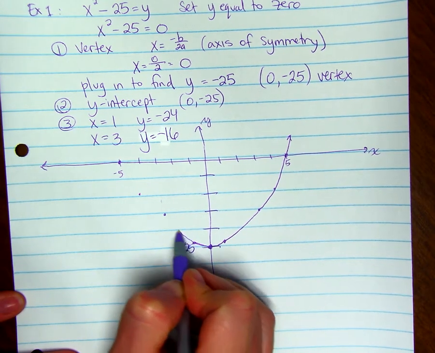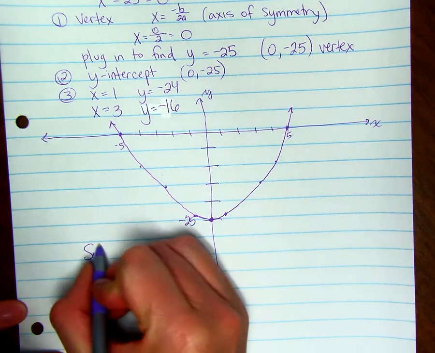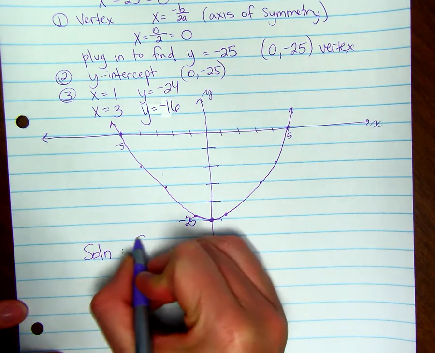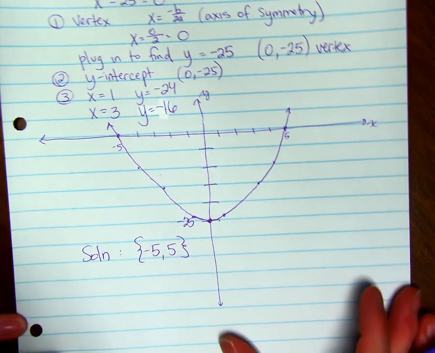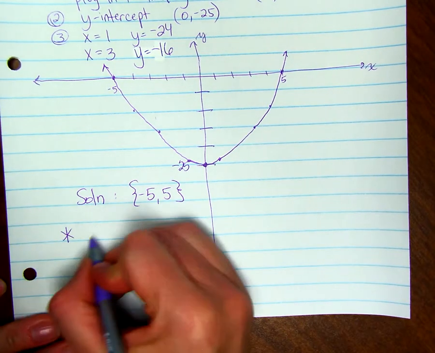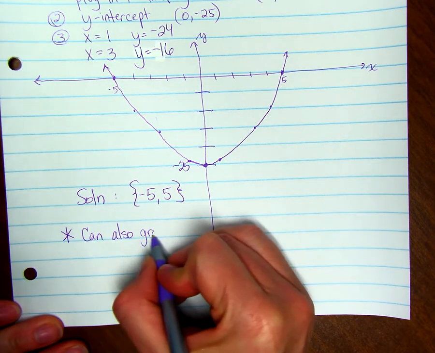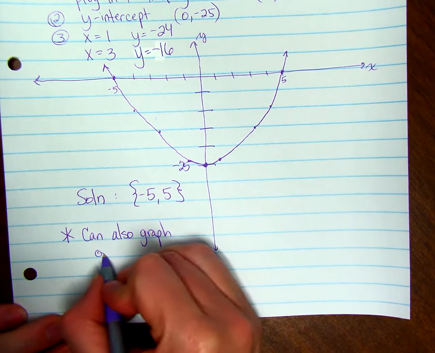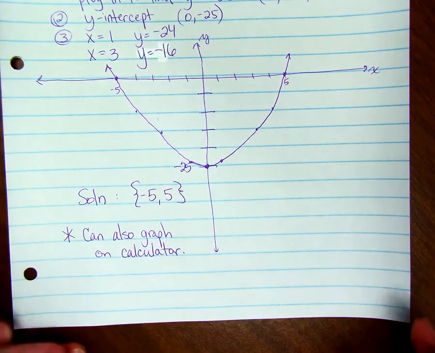So we graph it, and we found our zeros. It's just where it crosses the x-axis. So the solutions are negative 5 and 5. If you could put them in order, smallest to greatest, that'd be great. You can also graph it on the graphing calculator and look for the zeros using the calculator. That's the end of the lesson.